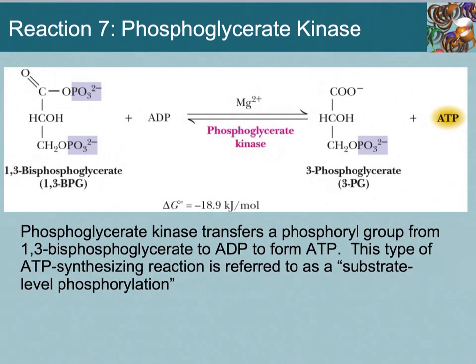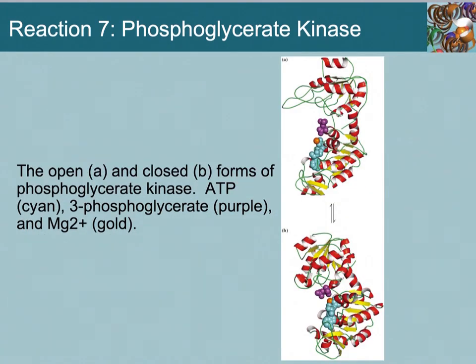So this slide is just showing you an overview of the reaction. What we're going to do is take a phosphate group from the bisphosphoglycerate and phosphorylate the ADP. As I said before, the kinases typically have 2 clefts, and you can see that here when we look at the phosphoglycerate kinase. It's showing you the intermediates coming into the cleft and then the cleft closing.